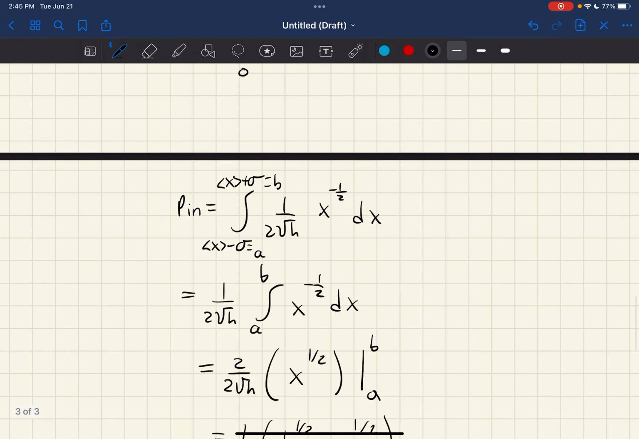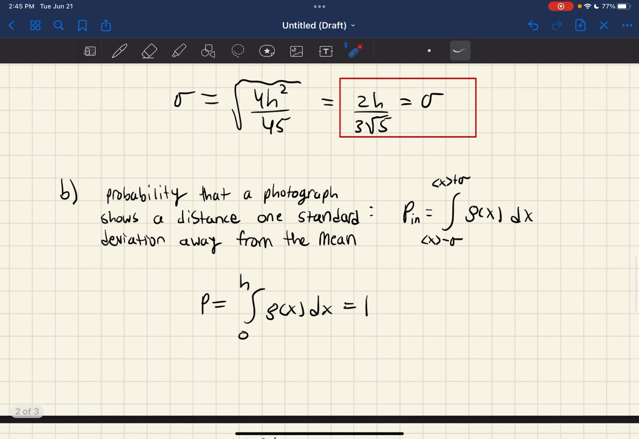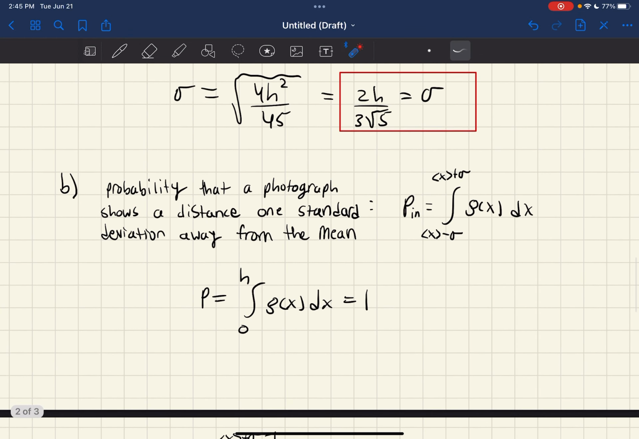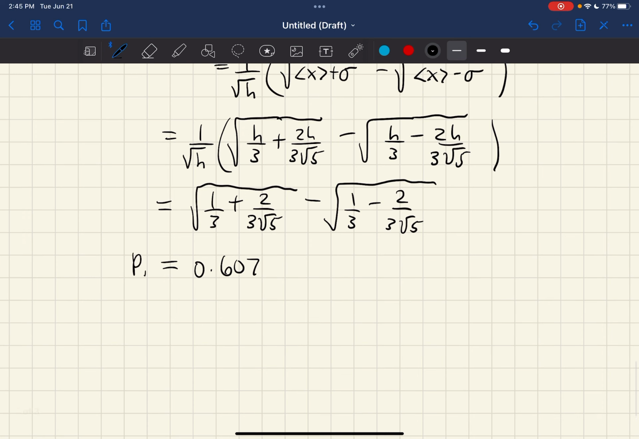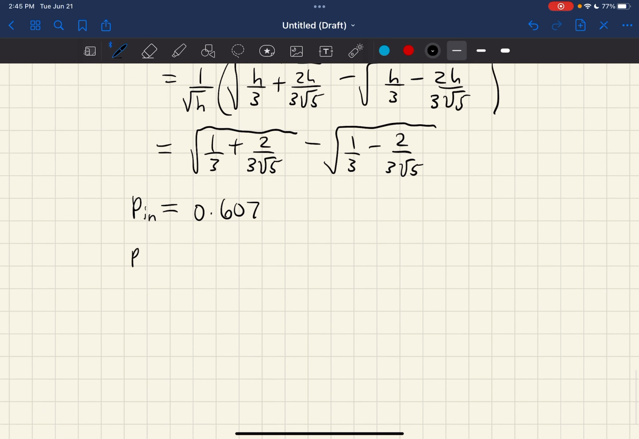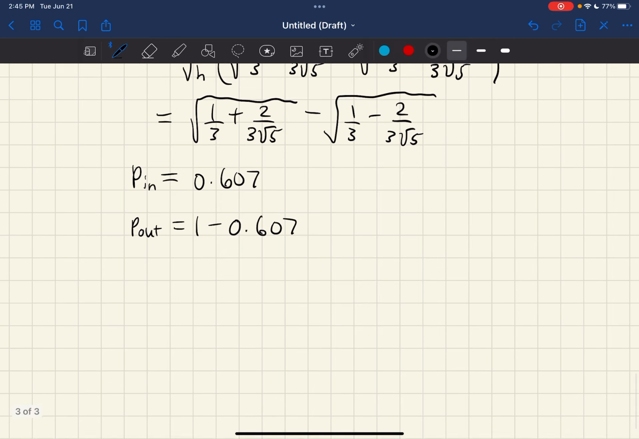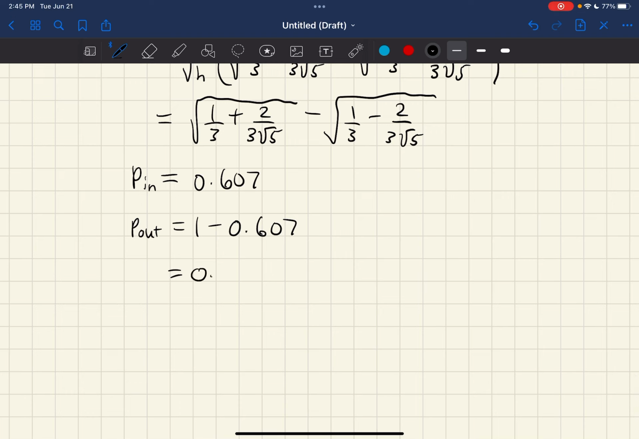0.607. So this is the probability of finding that a photograph will show a distance one standard deviation away from the mean. So this is going to be P in. So P outside of this range will just be equal to 1 minus 0.607, which will equal 0.393. And that is the answer.